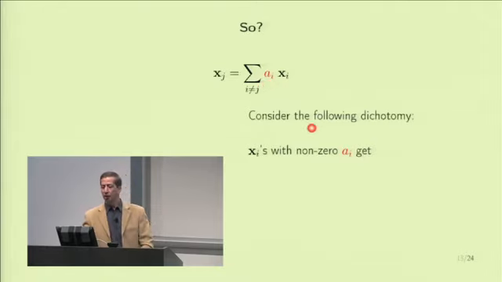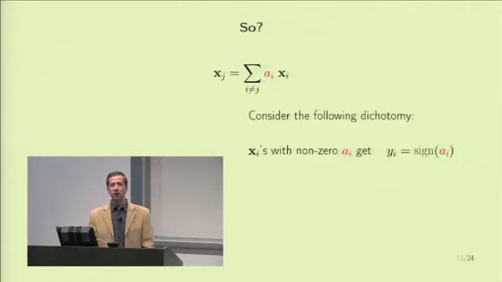So I'm looking at those points, and I am now constructing a dichotomy that I'm going to show you that you cannot implement using a perceptron. For the x_i's with the non-zero a_i, I am going to give the label which happens to be the sign of that coefficient. That is a non-zero number. It's positive or negative, so I will give it plus 1 or minus 1 accordingly. And I will do that for every non-zero term here. Everybody sees that?